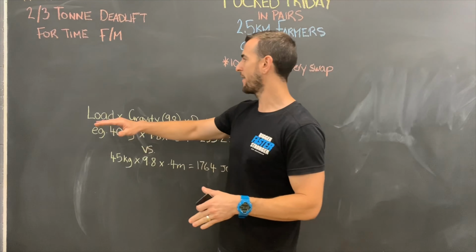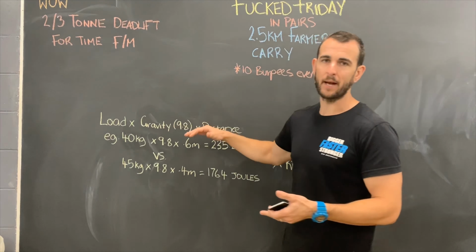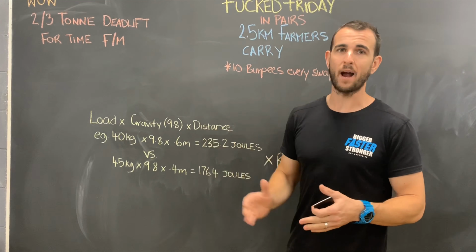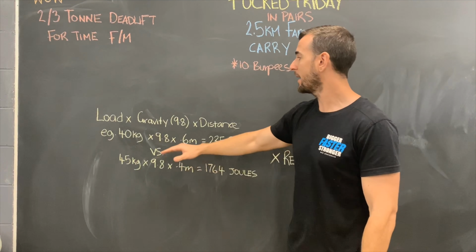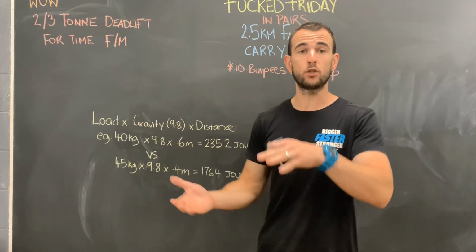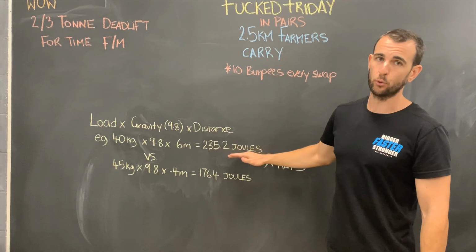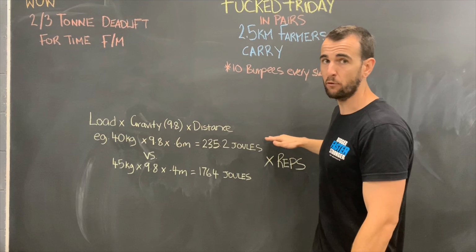So if you look at it, we have load, which is the weight on the bar times gravity, which is 9.8, multiplied by distance traveled. If we took a 40 kilo bar and squatted that against gravity 60 centimeters, or say 0.6, which is your full range, we come out with 235 joules. That's the work done from performing that movement.